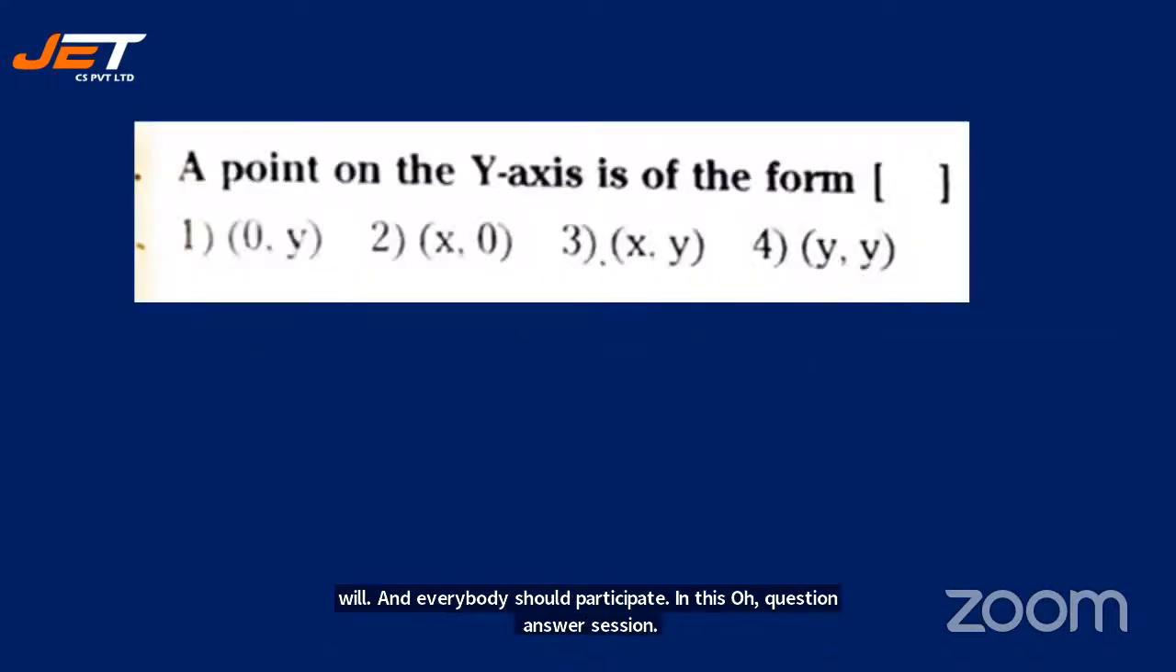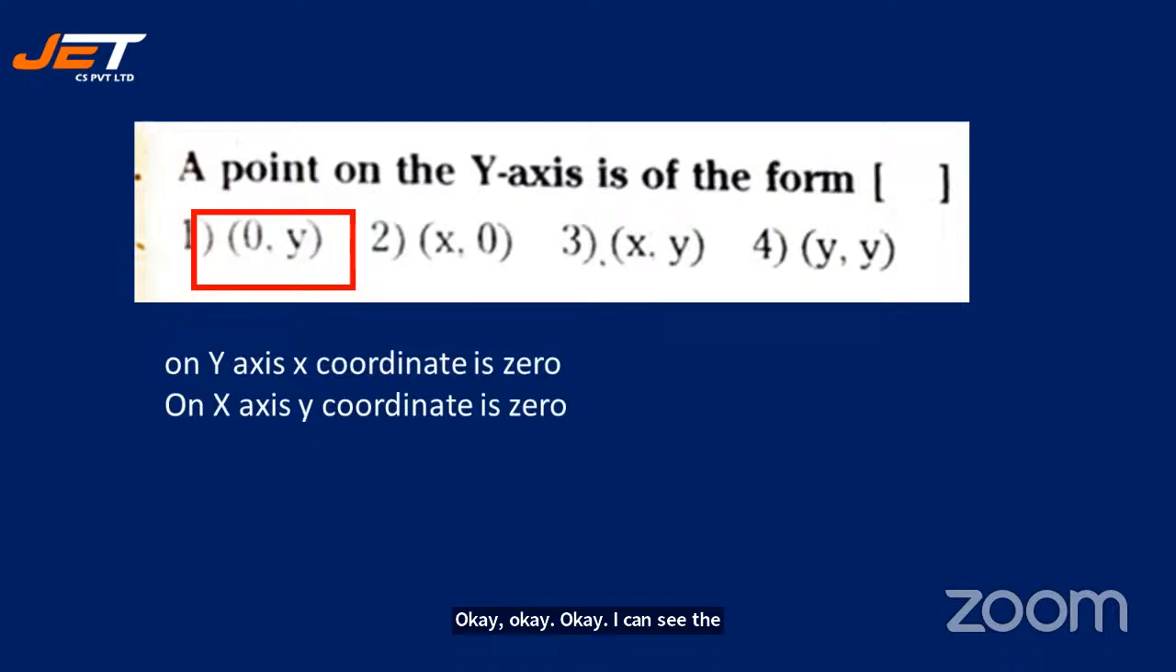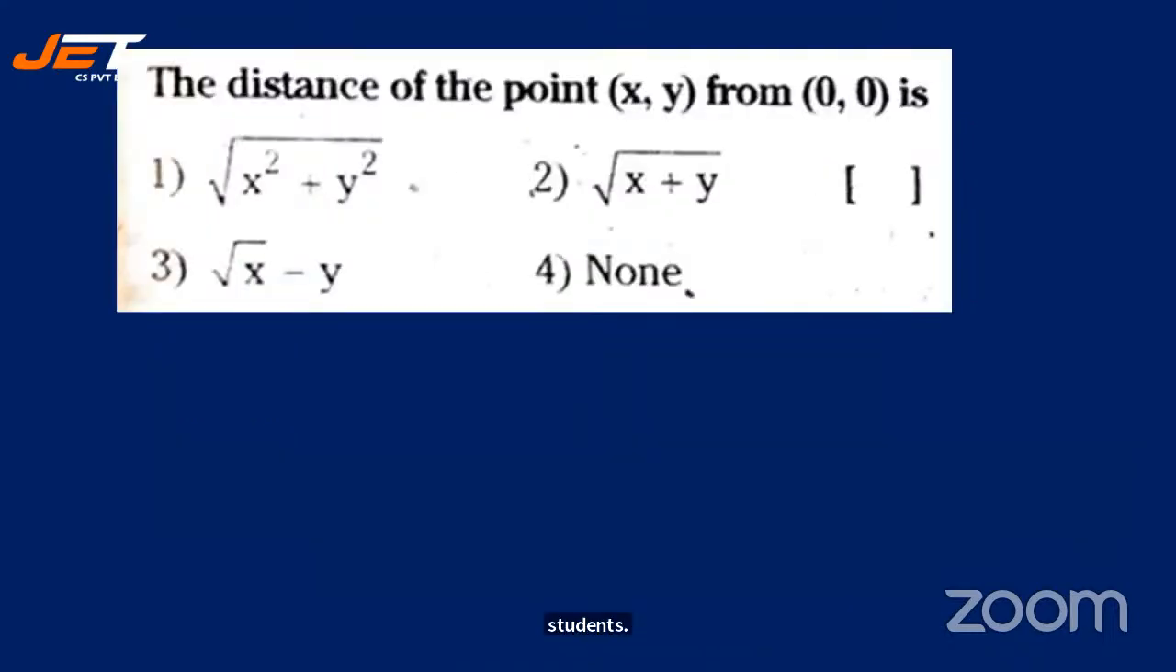All right, fine. A point on the y-axis is of the form dash. Usually the first question will always be done by us. A point on the y-axis means x is 0, and a point on the x-axis means y is 0. So here the answer will be 0, y. Yes, I can still see answers are coming. Good students, let's move on to the second question. The distance of the point x, y from 0, 0 is dash. Let's see how many are giving me the answers.